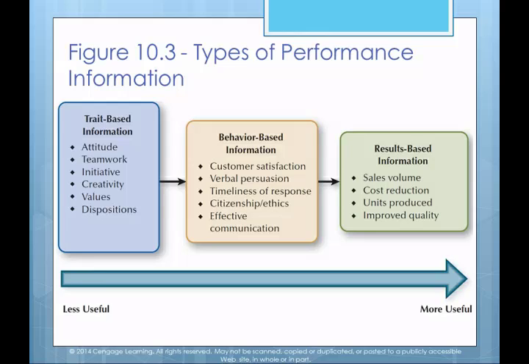Now, there's been a lot of dialogue around this chart because it is believed that results are more useful, but really some of the trait-based and behavior-based information is really critical in companies to drive those results, and therefore they become just as important, although they're hard to measure. Whereas with results-based information, it is extremely easy to get that kind of data as opposed to measuring an employee on attitude and teamwork.